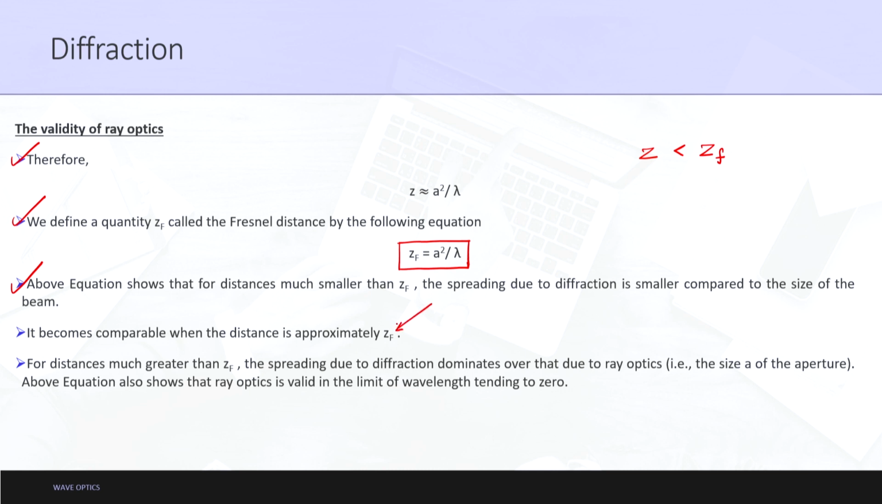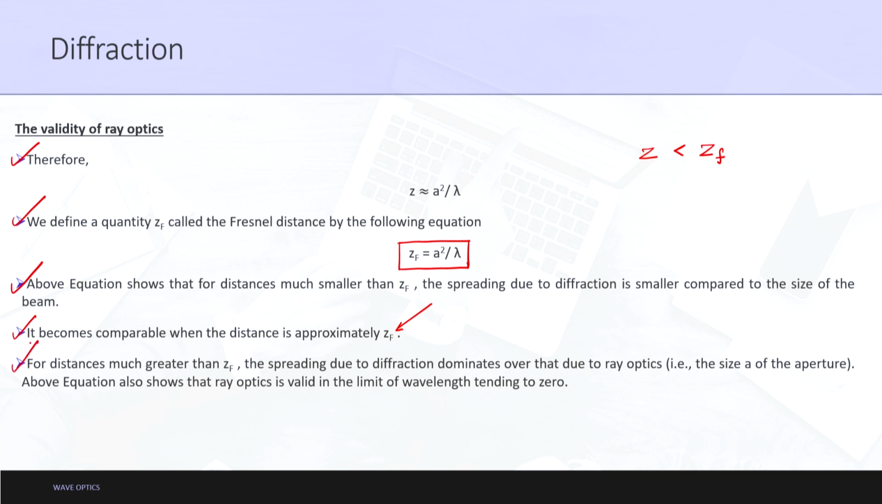Quite evident, it becomes comparable because ZF is approximately calculated for the wavelength of light only. So when it comes approximately equal to the wavelength of light, the size is encapsulated and hence we will get a diffraction pattern. For distances much greater than ZF, the spreading due to diffraction dominates over that due to ray optics, that is, the size A of the aperture. The above equation also shows that ray optics is valid in the limit of wavelength tending to 0.